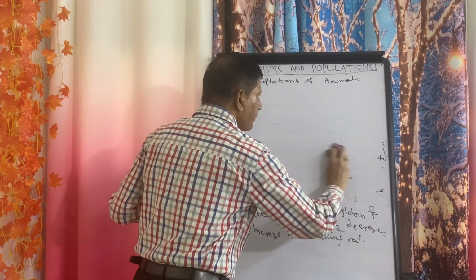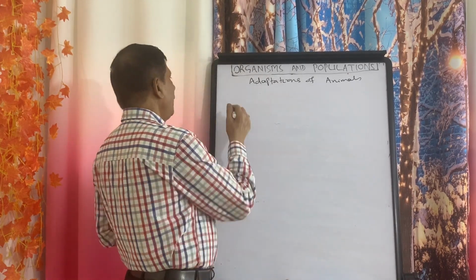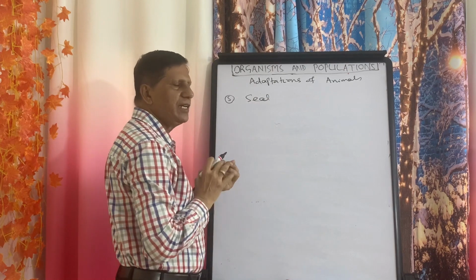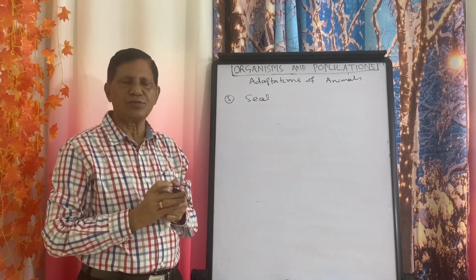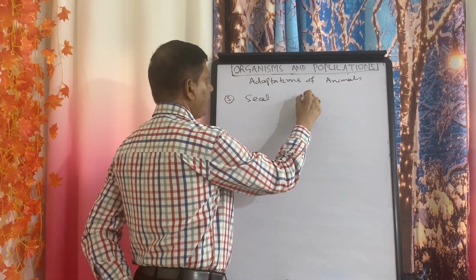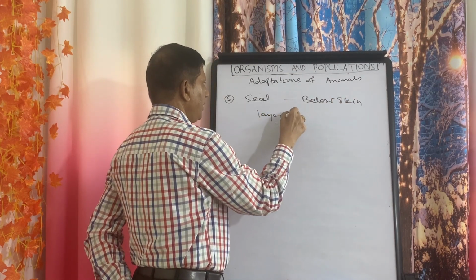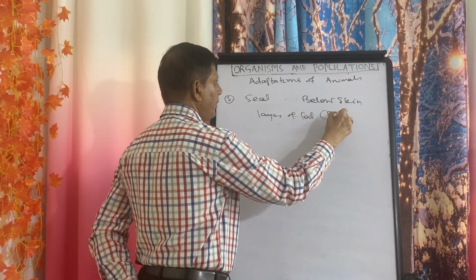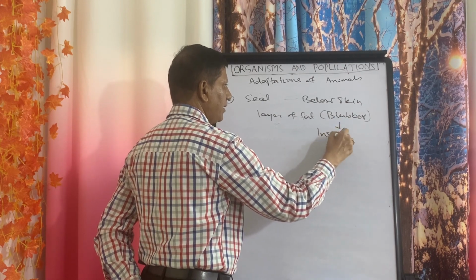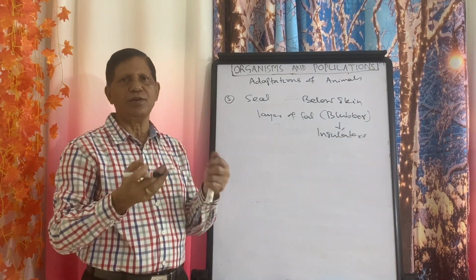The fifth example, we can take the case of seal. Now the seal usually lives in polar areas where it is very cold. How does it survive? Just below its skin, there is a layer of fat known as blubber. And this functions as an insulator. That means the external coldness will not affect its body.